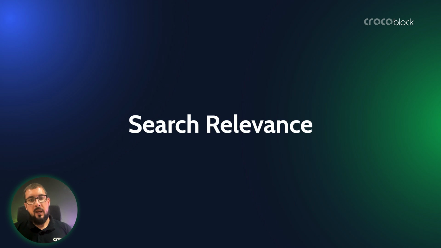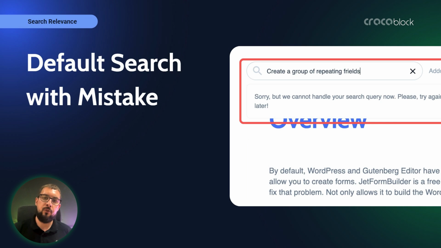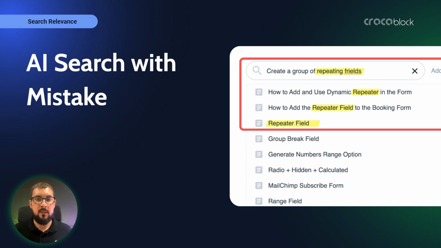And at this point, I will show you some examples. On this slide, you can see our default search form made for our help center. It uses plain WordPress search logic, and I have entered my search phrase with a mistake, "fields" misspelled. As you can see, no results were found. On the next slide, you can see the same form, but with AI search based on the logic I have described. And it has found quite relevant results for the same search phrase.